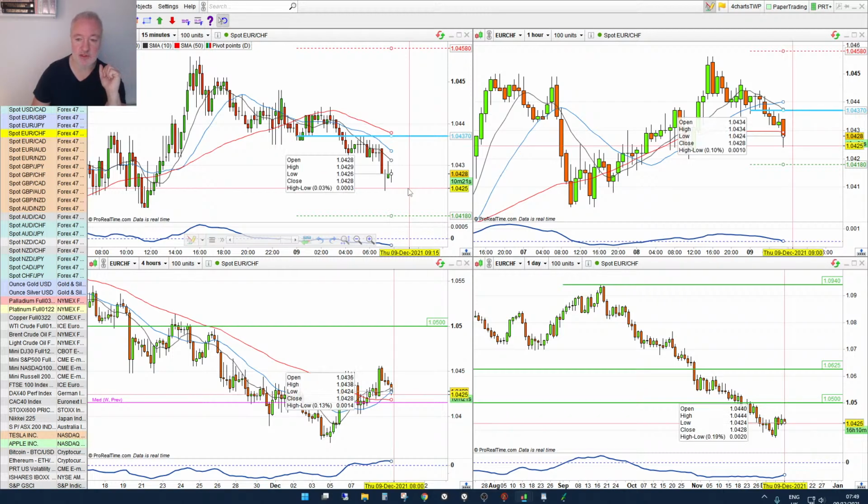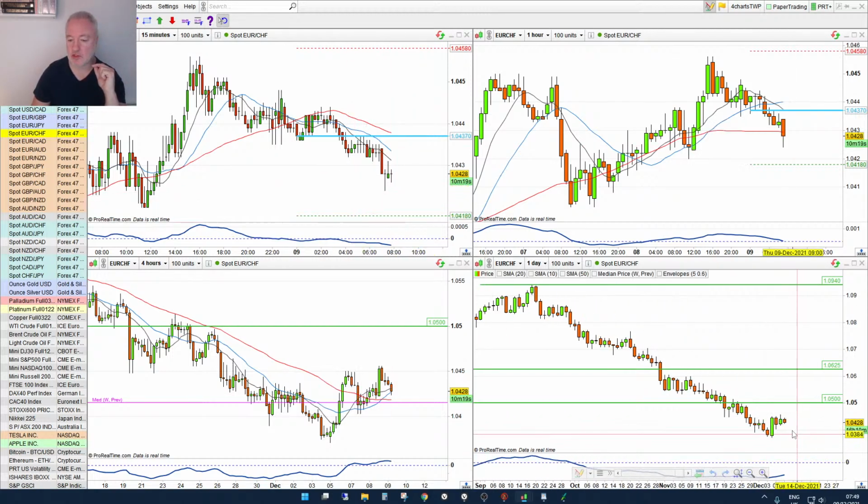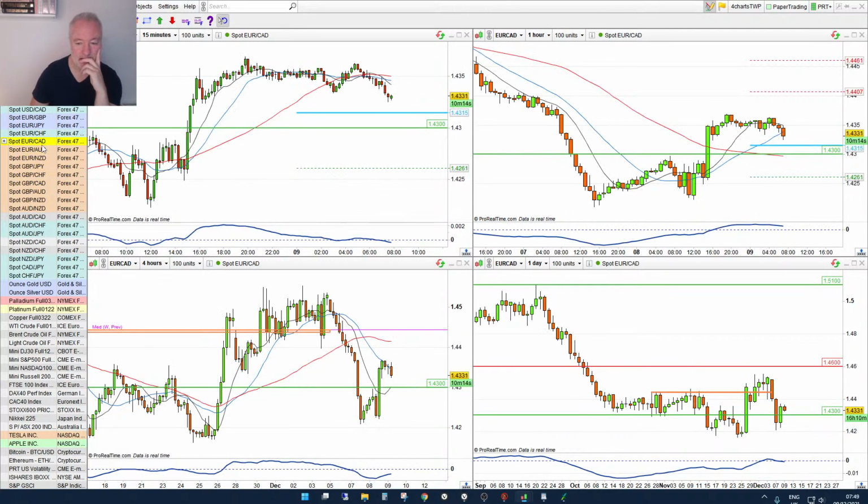I'm going to say leave this for now. It also looks like it's struggling to break higher, but concerned about that one. Euro CAD, it's a little bit all over the place. Could be coming down here to carry on up. Again, not liking the look of that so much.